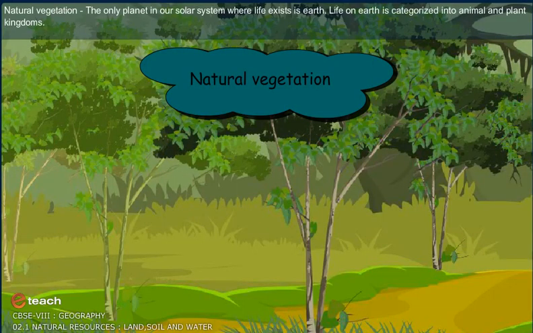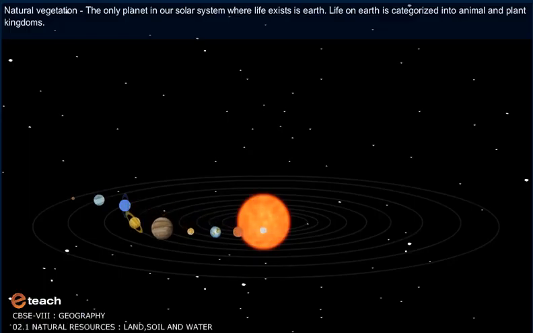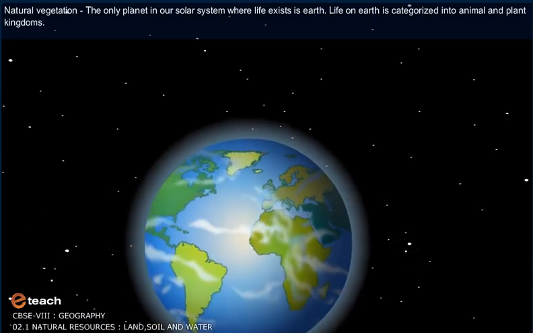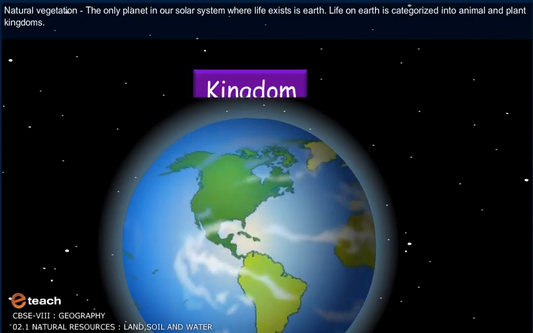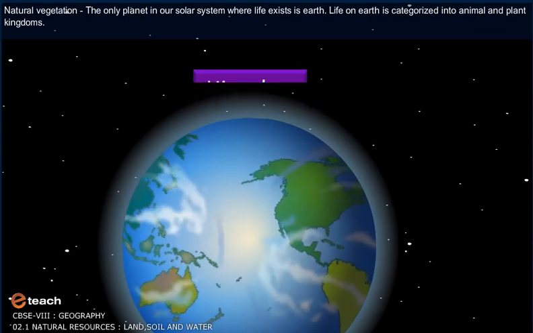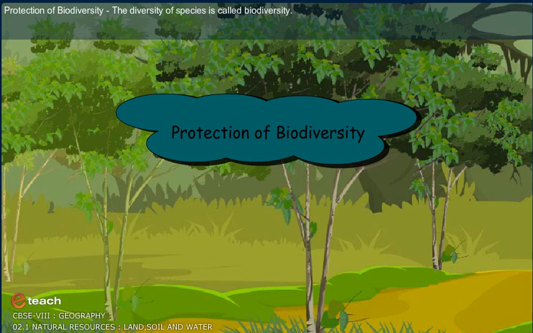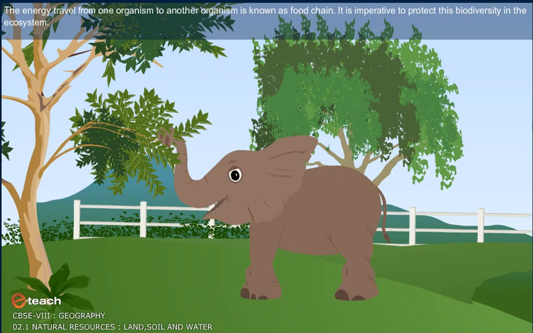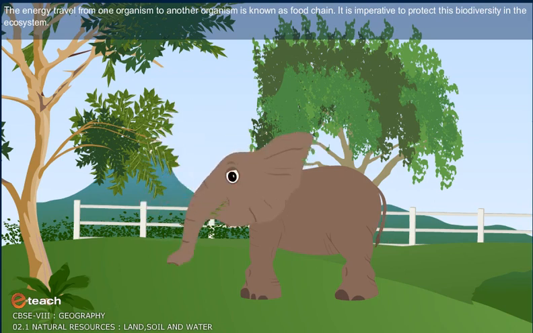Natural vegetation. The only planet in our solar system where life exists is Earth. Life on Earth is categorized into animal and plant kingdoms. Protection of biodiversity. The diversity of species is called biodiversity. Energy travel from one organism to another is known as food chain. It is imperative to protect this biodiversity in the ecosystem.